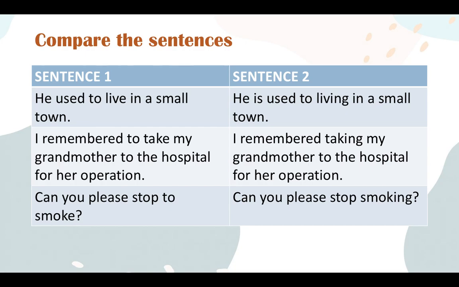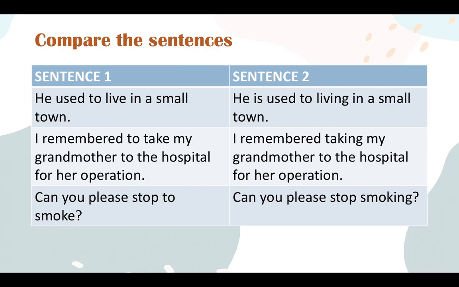In sentence 1, he used to live in a small town. The person in question lived in a small town in the past. In sentence 2, however, he is used to living in a small town. Living in a small town is something that is very familiar to him, something that he is used to right now.